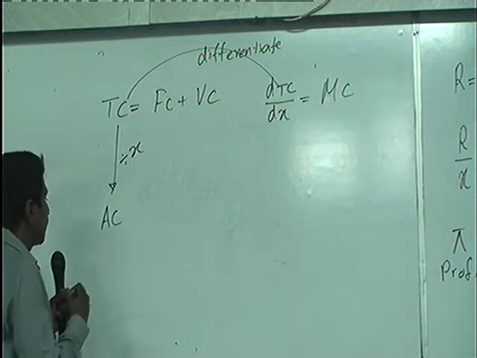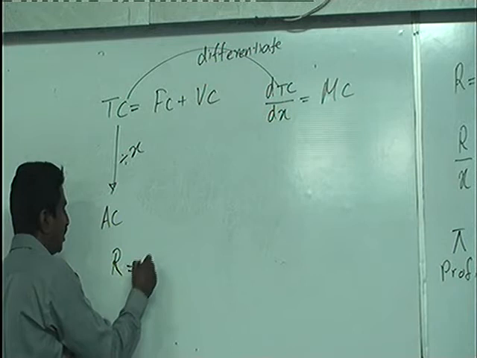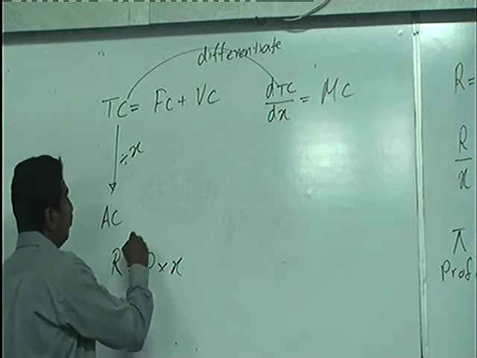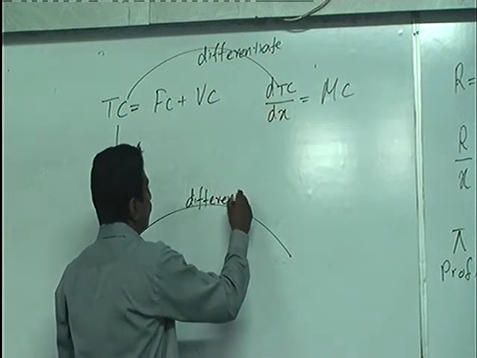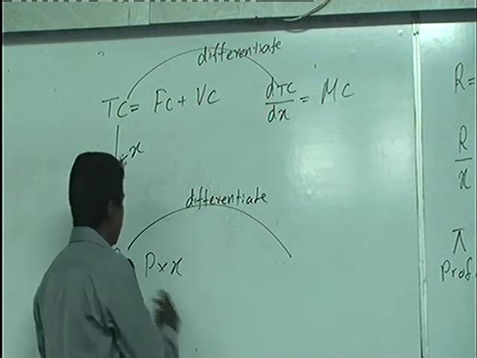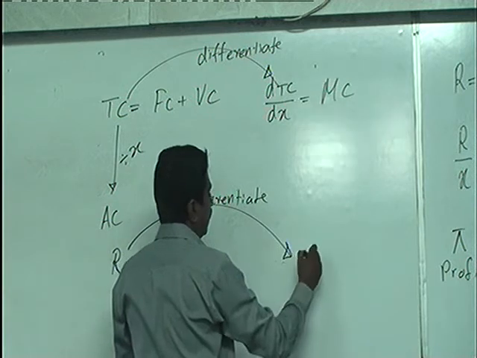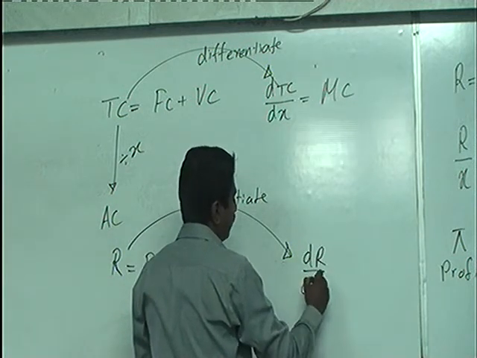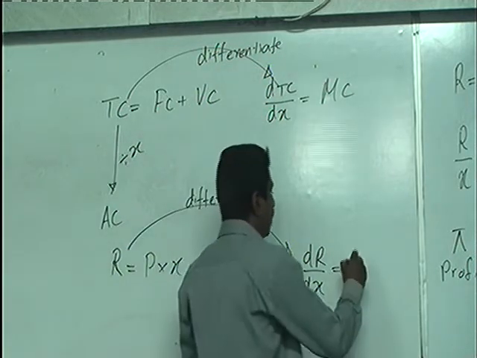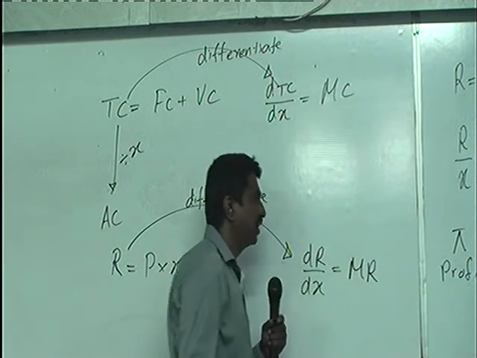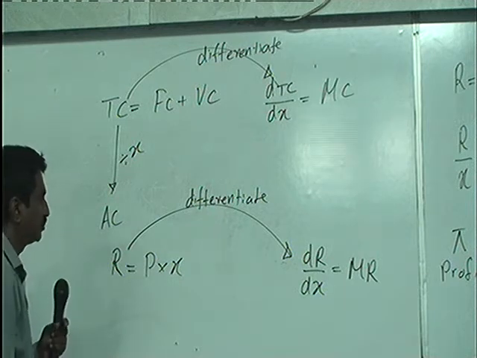The second one, revenue function. Revenue is equal to price into quantity. When you differentiate the revenue function, you are getting dR by dx. So that is equal to marginal revenue.